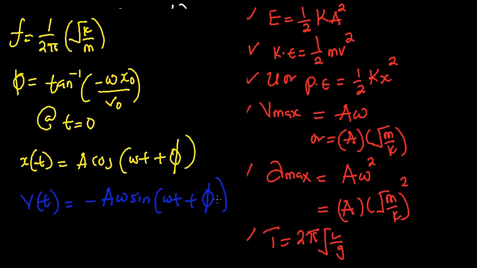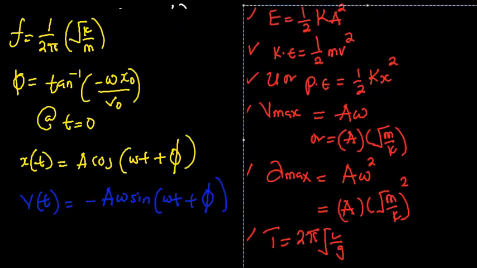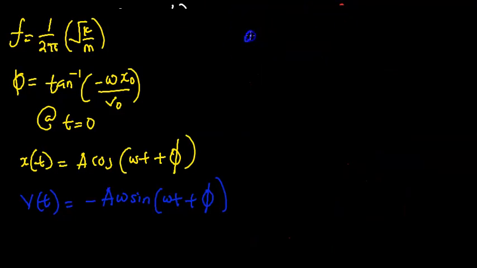The last but not the least, we have the acceleration at any time. Acceleration at any time, just like the previous one, is denoted by a of t, which is going to be negative A omega squared cos into bracket of omega t plus the phase constant. It represents the acceleration a of the object at any given time during simple harmonic motion, where A is the amplitude, omega is the angular frequency, and the last thing we have is the phase constant.